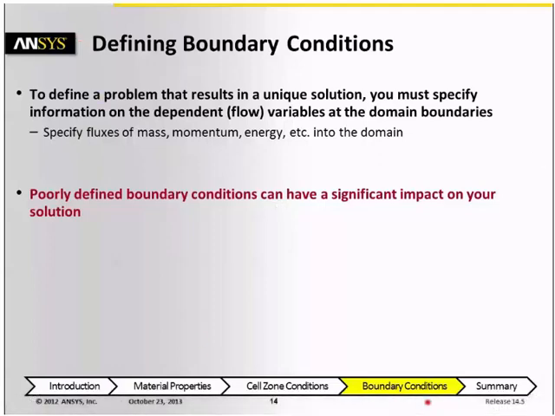Next, we're going to talk about boundary conditions. In order to define a problem with a unique solution, you have to specify values of the dependent flow variables at the boundaries of the domain. In effect, you're specifying fluxes of mass, momentum, energy, and so on into the domain, and this is what drives the flow in the interior.